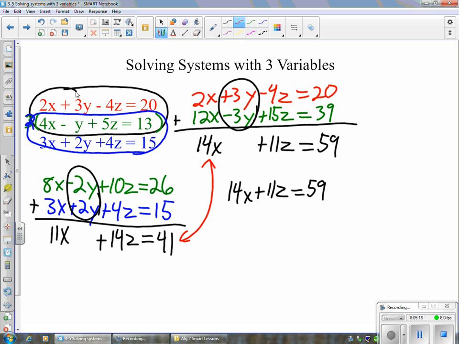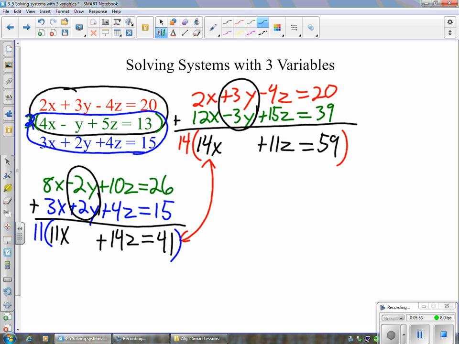Well, we kind of have the same. It's kind of both 11 and 14. So we're going to have to, let's get rid of our z. So let's multiply the first equation here by 14. And let's multiply the second equation here by 11.